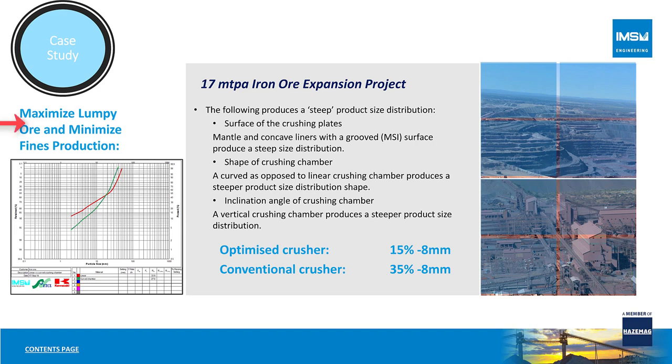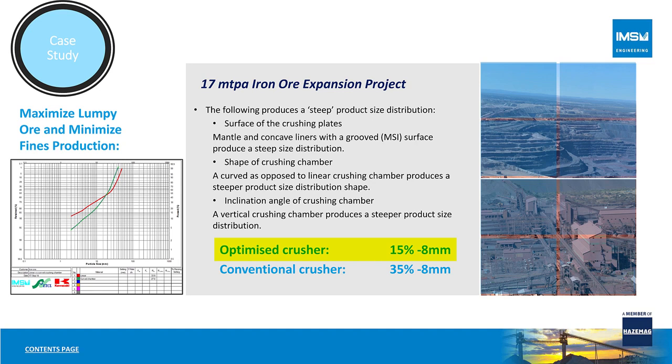So one thing is to look at the surface of the crushing plates. If the mantle and the concave, the wear liners, have a grooved surface, this results in a steeper product size distribution. The shape of the crushing chamber plays an important role. If the crushing chamber is curved, as opposed to a linear crushing chamber, the product size distribution is also much steeper and fines are minimized. In addition, the inclination angle of the crushing chamber also plays an important role, as this helps to produce a steeper product curve.